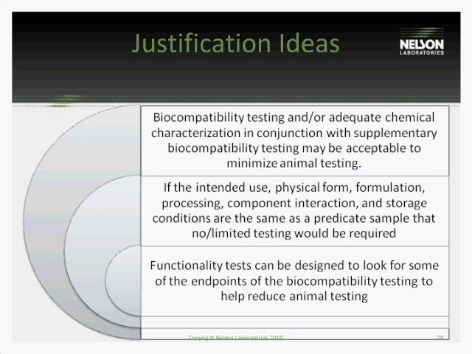The next one is biocompatibility testing and/or adequate chemical characterization in conjunction with supplementary biocompatibility testing may be acceptable to minimize animal testing. Same general concept. Here, though, we have, once again, other biocompatibility, so some in vitro tests, and we talked about the chemical characterization, may be able to minimize animal testing. Another smiley face there. The next one is if the intended use, physical form, formulation, processing, component interaction, and storage conditions are the same as a predicate sample, then no or limited testing would be required.